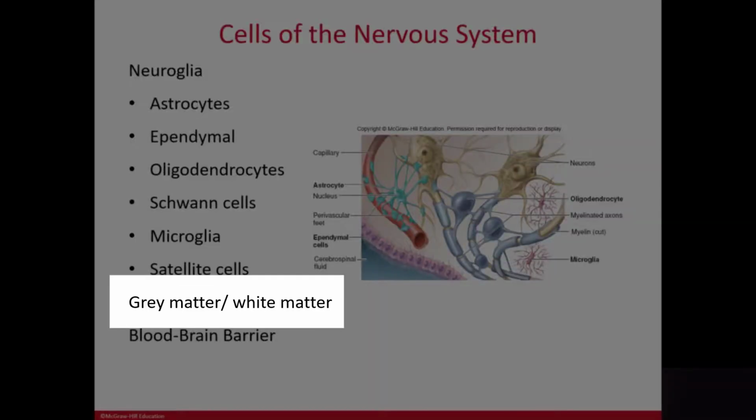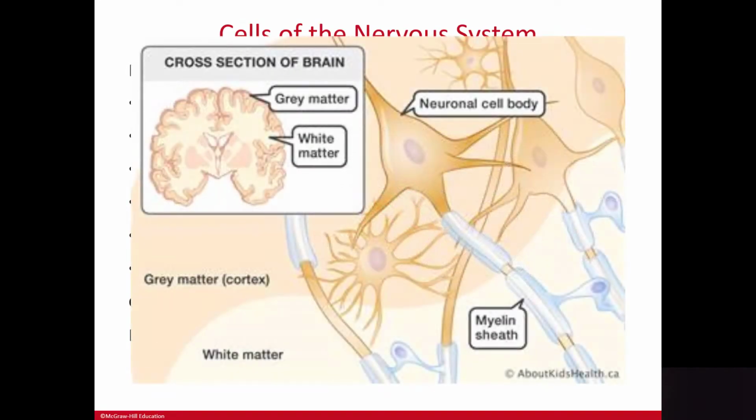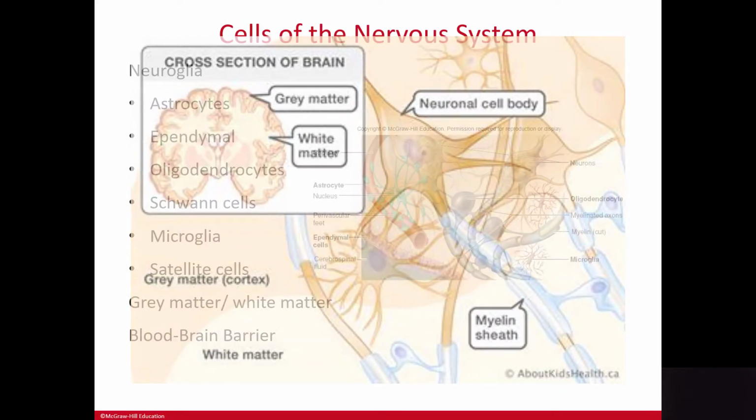And you see this term gray matter and white matter. White matter is bundles of myelinated axons in the central nervous system. Gray matter is the neuron cell bodies, dendrites, and synapses, and they appear gray when you're looking at a cross-section of either the brain or the spinal cord.